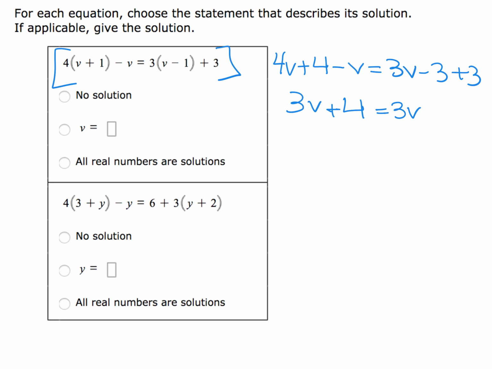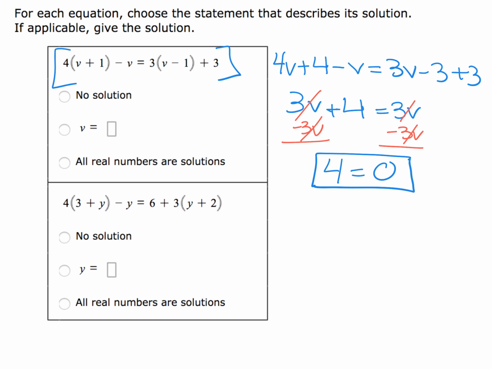Okay, so now what I want to do is I want to put everything that has v in it on one side and everything that is a constant on the other side. Since I already have a constant on this side but no constant on this side, I think it makes more sense to leave the 4 over here, so I only have to move one thing. And what I'm going to do is I'm going to subtract 3v from both sides. So 3v minus 3v is 0. So I just get 4 left on this side. And over here also, 3v minus 3v is 0. So I get equals 4.